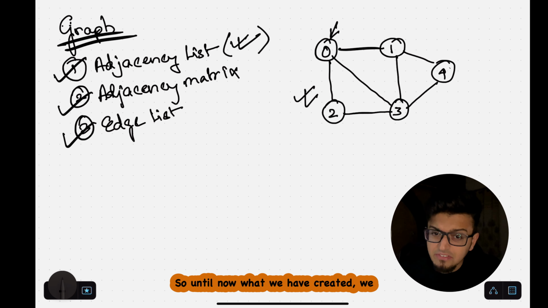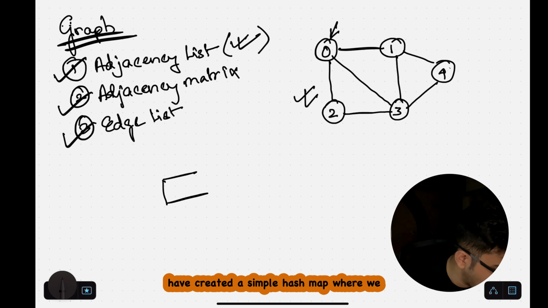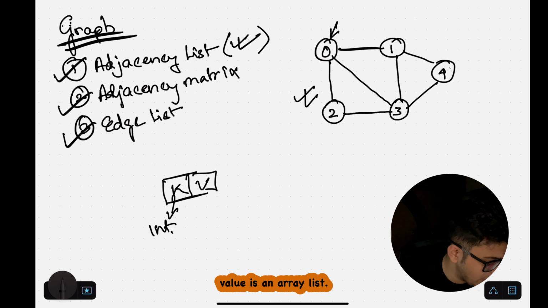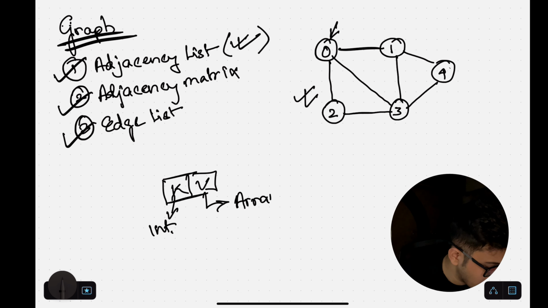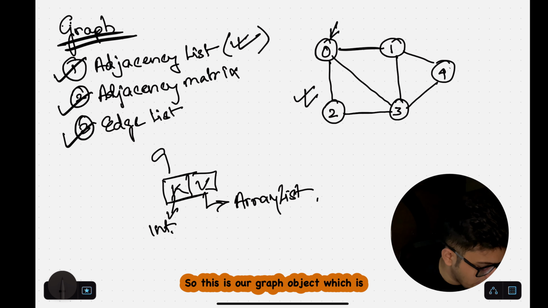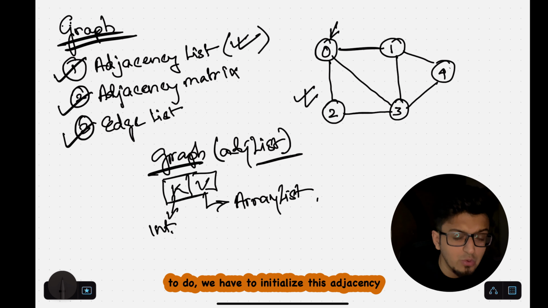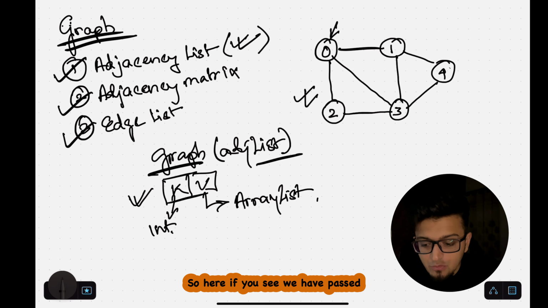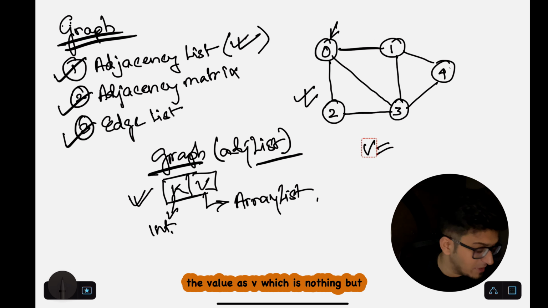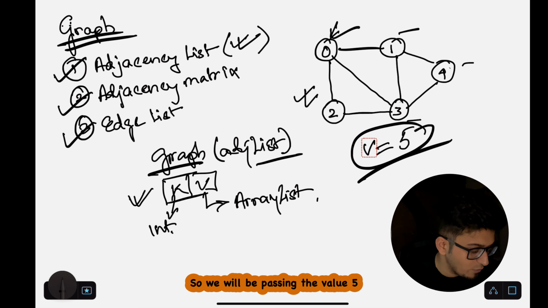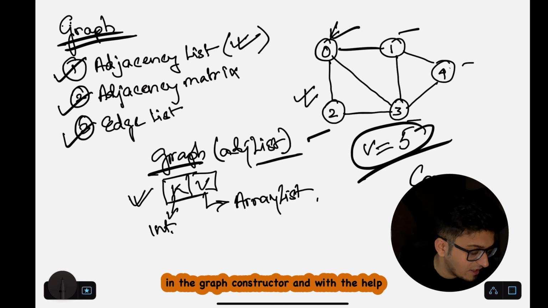Until now, we have created a simple hash map where we have a key and a value, and the key is an integer and the value is an array list. So this is our graph object, which is nothing but your adjacency list. Now, as a first step, we have to initialize this adjacency list object. Here we have passed the value v, which is 5 in this case, meaning the number of nodes is 5. So we will pass the value 5 in the graph constructor.